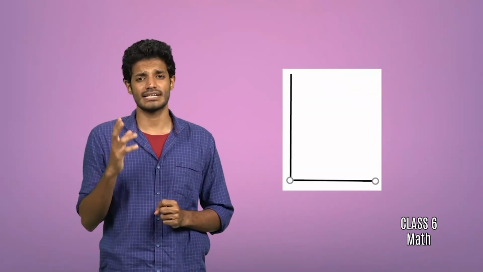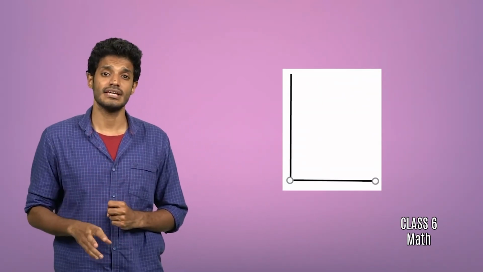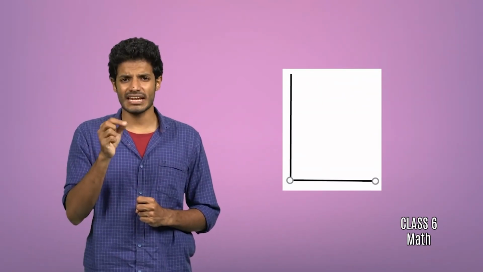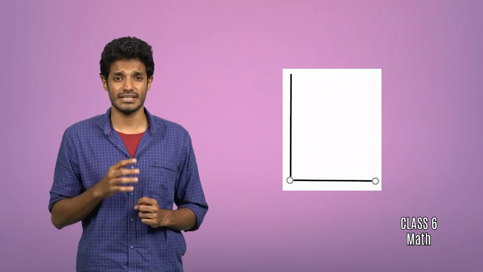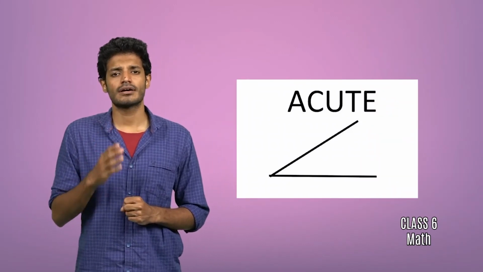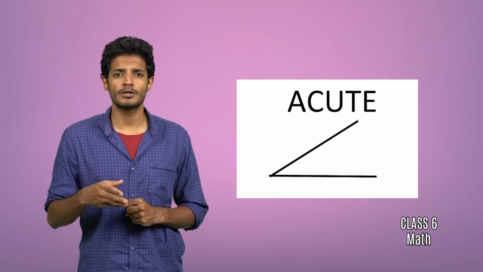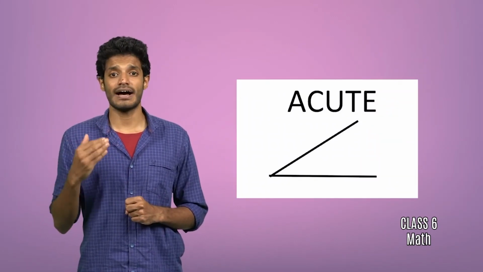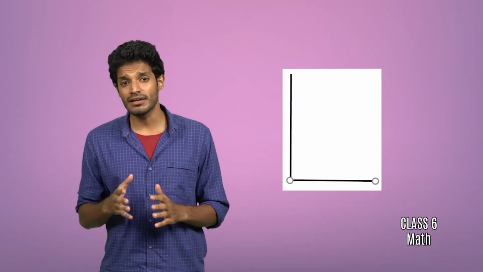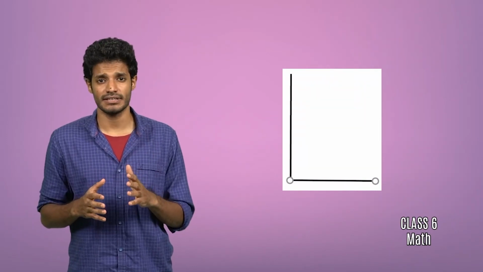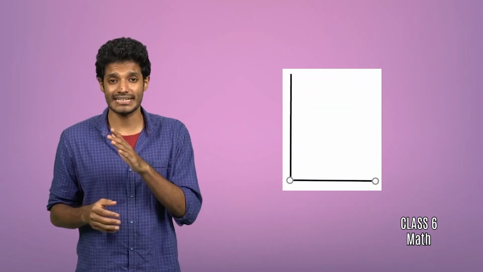When two lines are at 90 degrees, we can see that they are perfectly straight and bent. None of them are slanting. Angles with value greater than 90 are called obtuse angles. Angles with value less than 90 are called acute angles. Angles making a perfect 90 are called right angles.